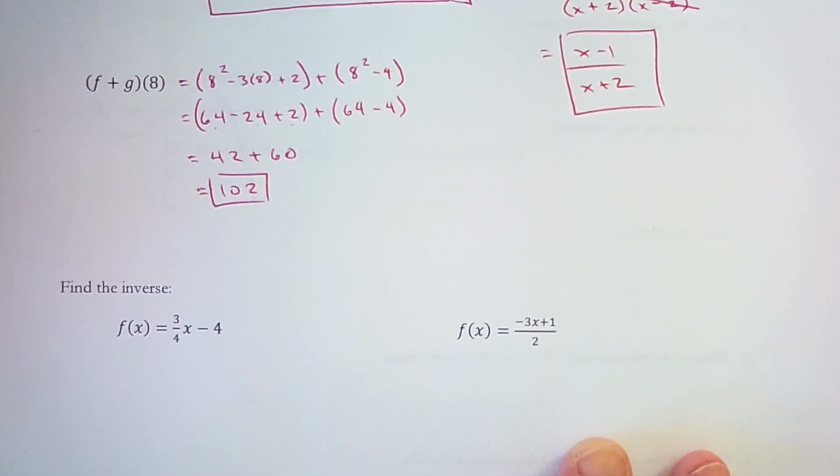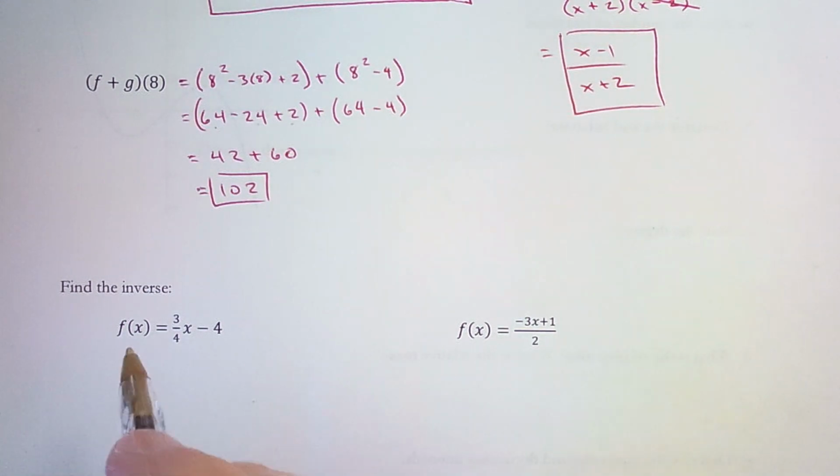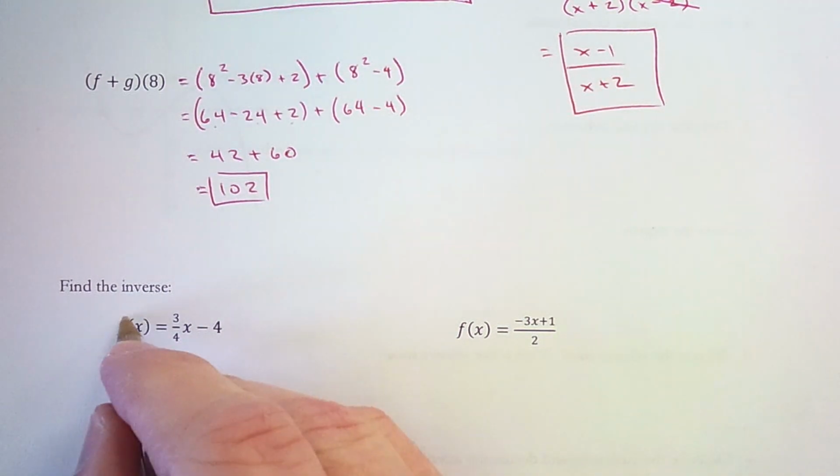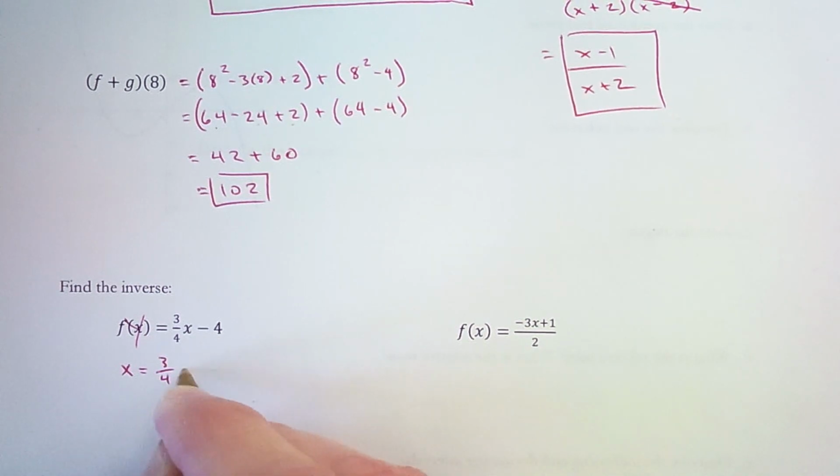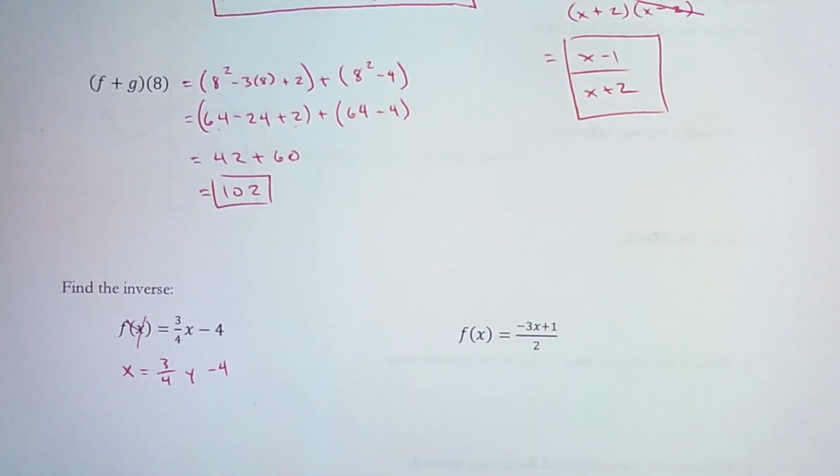And last in this video, we are going to find an inverse of a function. So this is in function notation. If this was not function notation, it would say y equals. And to find the inverse, we switch the input and the output. So the input is x, the output is y. We switch those, so we get x equals 3/4 y minus 4. Now we solve for y.